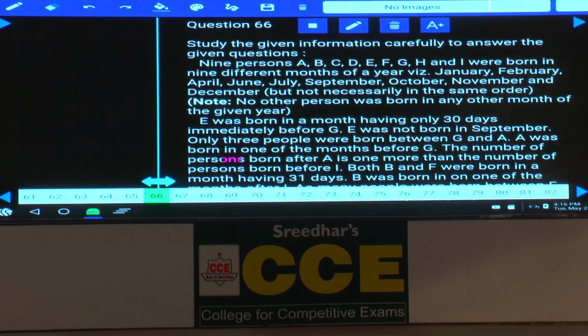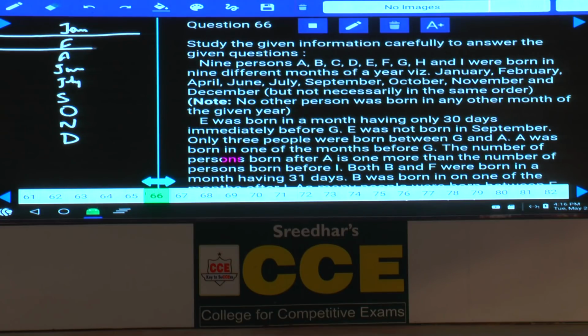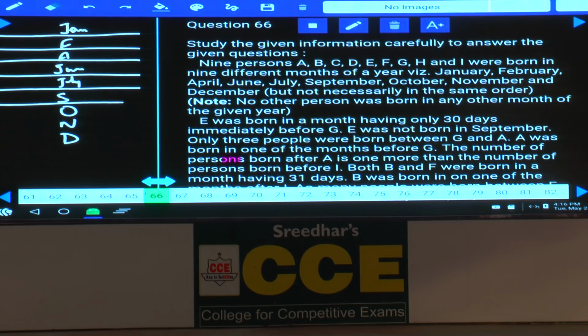Now first we need to write down the months here: Jan, Feb, April, June, July, September, October, November and December. Hence in total we have some 9. And condition number 1, 9 persons were born in these 9 different months.